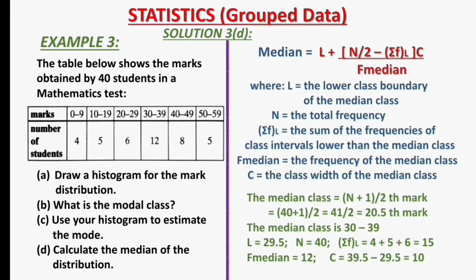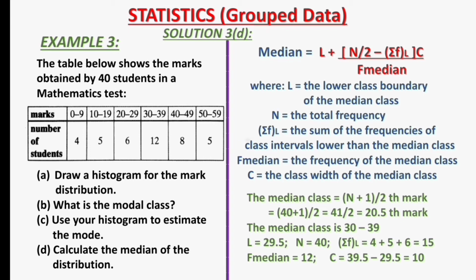From the question, the median class is the (n plus 1) divided by 2 mark, which is 40 plus 1 divided by 2, which is 41 divided by 2, which is the 20.5 mark. When you count to the 20.5 mark in our grouped frequency distribution table, the median class is from 30 to 39.